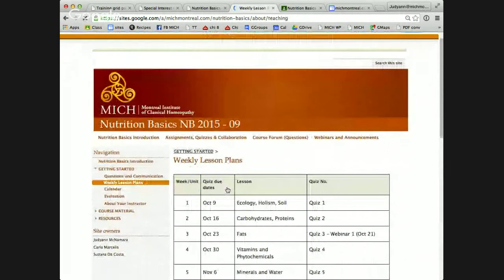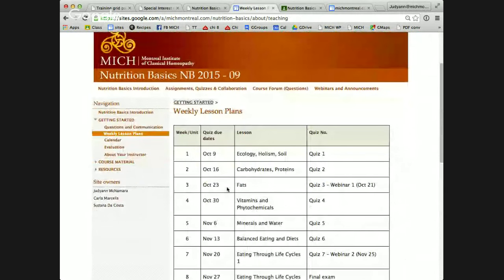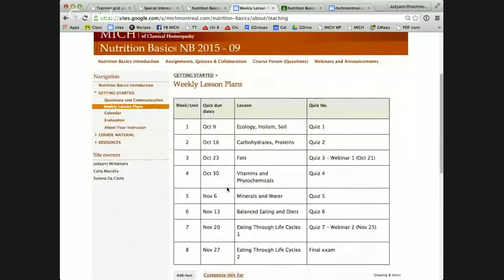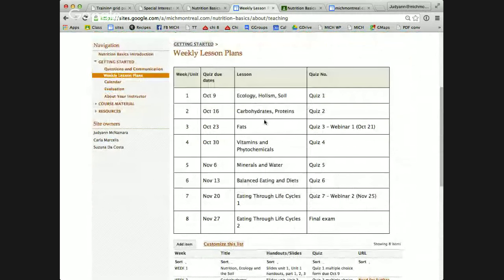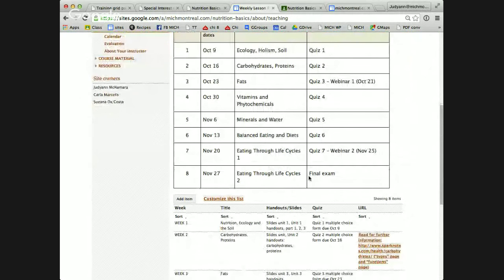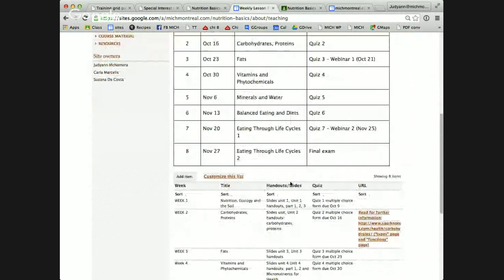You can't get lost. Now, the weekly lesson plans help you plan your time and know exactly which subjects are going to be covered when, and which quizzes cover which subjects. And then when your final exam is going to be held as well.